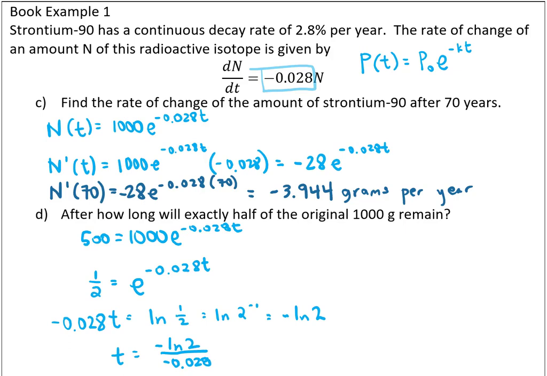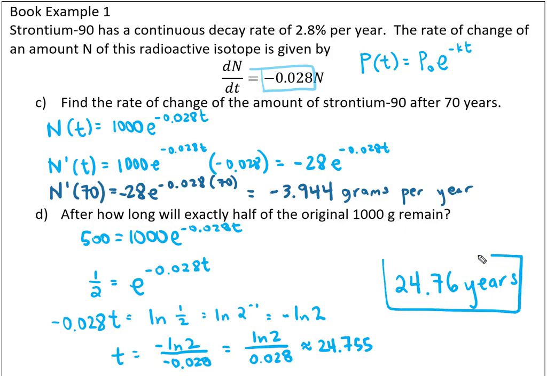Those negatives can cancel out, so you would just have ln of 2 over 0.028. And my calculator gives me 24.755. We solved for t. T measures how many years, so this is approximately 25 years or 24.76 years. The half-life of strontium-90 is 24.76 years, and that's when we will have exactly 500 grams remaining.